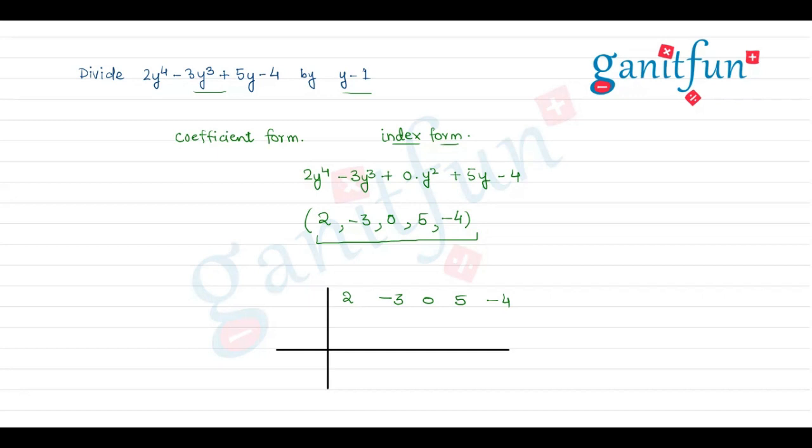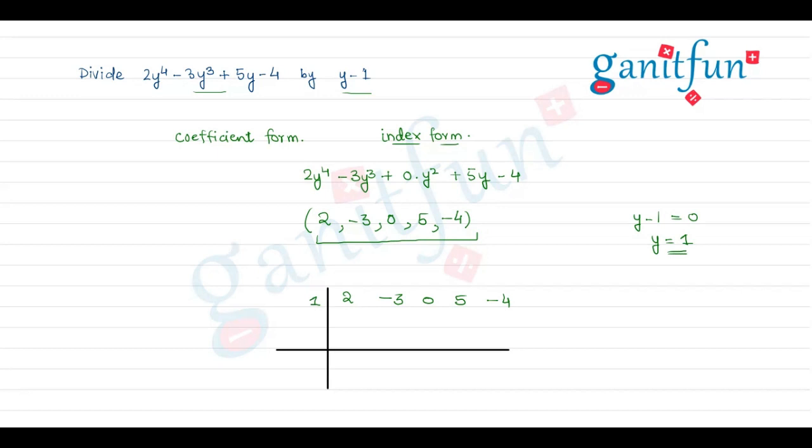Then on the left hand side, we have to write a number. How will we get the number? We have to divide the polynomial by y minus 1, so assume y minus 1 is 0. So y will be 1. This 1 will be written at this point. Okay, so we have written the coefficients on the right hand side of the vertical line and the number 1 on the left side of the vertical line.